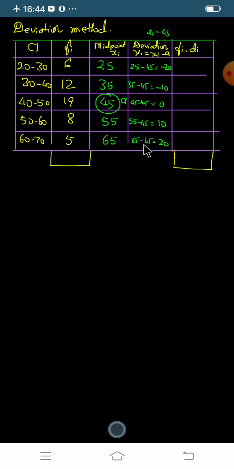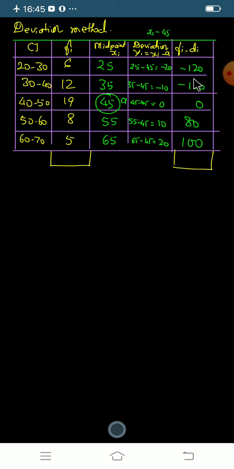Now we have to multiply the items in the column deviation and the column frequency, that is Fi di. This is the product of frequency and deviation. So we multiply 6 into minus 20, that is minus 120. 10 into minus 12, that is minus 120 again. Next 19 into 0, that is 0 itself. Then 10 into 8, that is 80. Finally 20 into 5, that is 100.